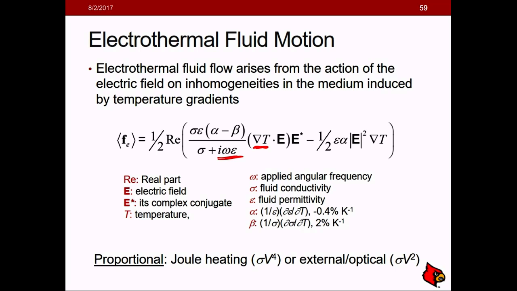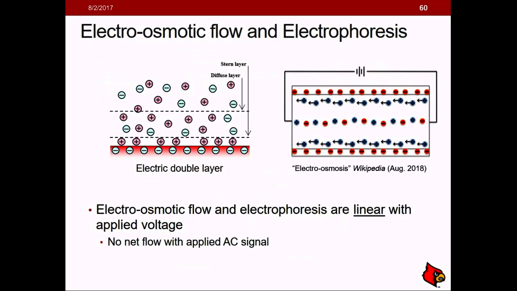If you have external heating, like say optical heating, where your heating is independent of voltage, then your electrothermal motion is still proportional to the square of the voltage and the conductivity of the media. But in most cases, you're likely dealing with Joule heating from the field itself, and you have to be aware of the scaling of your electrothermal motion.